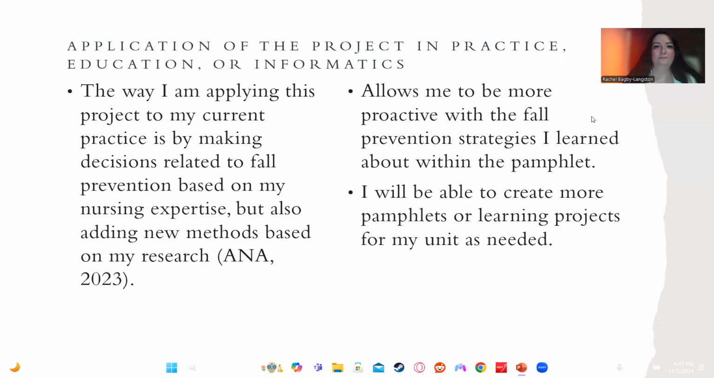And then the survey results also helped to show if the education I provided was useful to the peers. The way I'm applying this project to my current practice is by making decisions related to fall prevention based on my nursing expertise, which is almost 4 years, but also adding new methods based on my research. I got that from the ANA, and that was cited from 2023. It also allows me to be more proactive with the fall prevention strategies I learned about within the pamphlet. And then I will also be able to create more pamphlets or learning projects for my unit as needed. As you guys know, I love to create, I love to do art. That's something I do in my spare time.